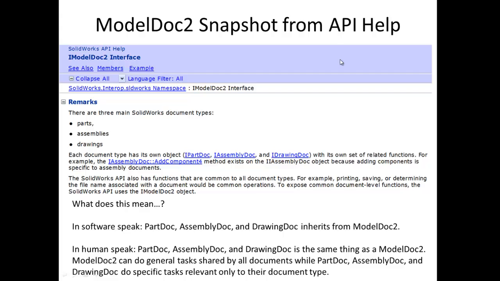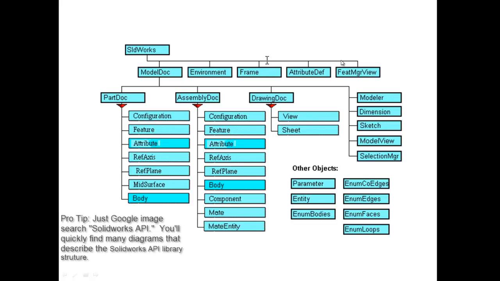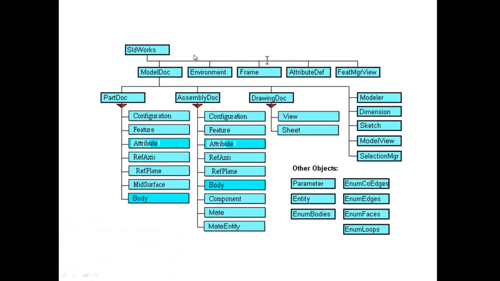Another way that's fairly easy is to go onto Google, image search SolidWorks API or SolidWorks API tree, and then just flip through the images and you'll find a variety of SolidWorks API tree pictures that someone made for you. This is just one I took off of Google image search. It gives you the generic breakdown of the class structure within the SolidWorks API.